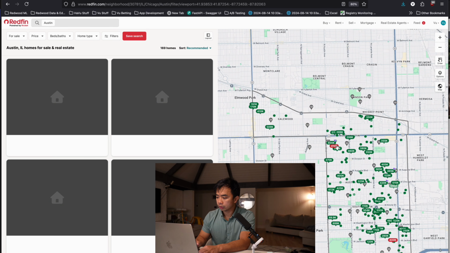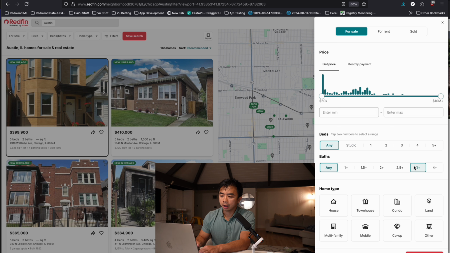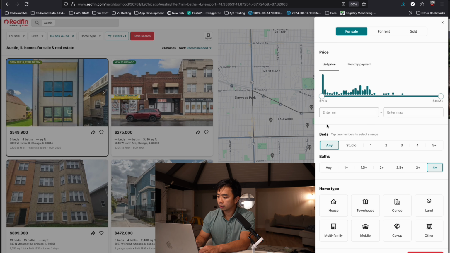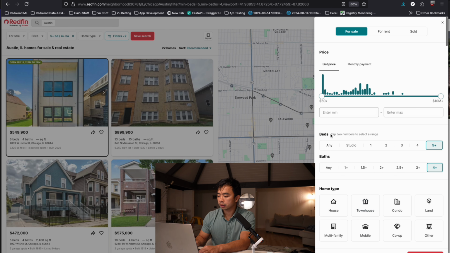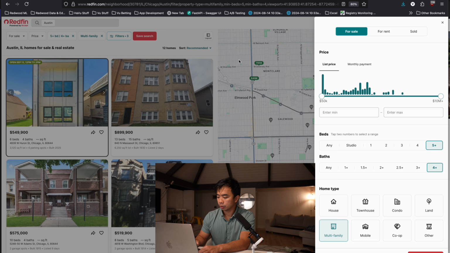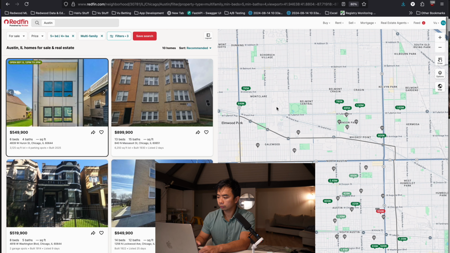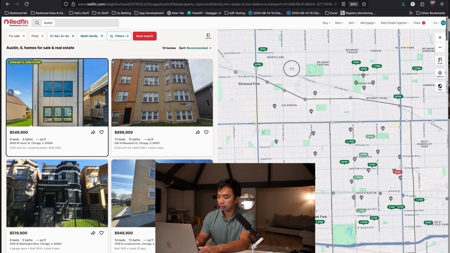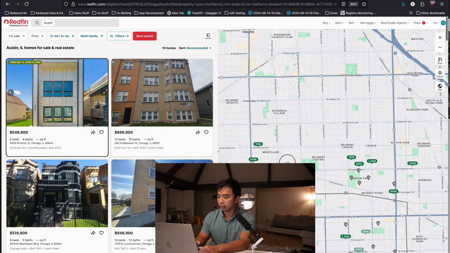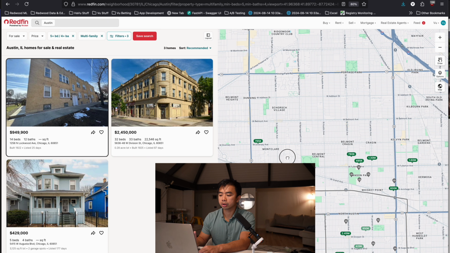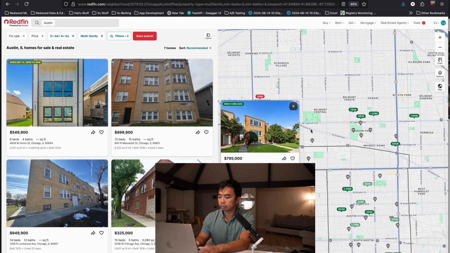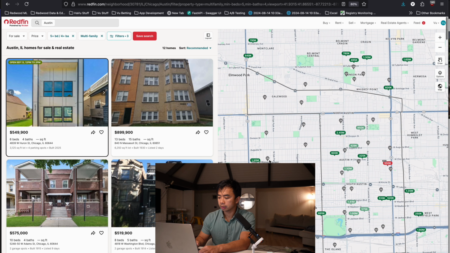So these are all the properties within the Austin neighborhood. If we click on filter, we're gonna do 4+ baths, just to find 4 units, minimum 4-unit properties, and we are gonna do 5+ beds, multifamily. So it looks like there's 12 homes currently in the market, and it looks like in here they're including more than just the Austin neighborhood. But let's go through and see some of these.